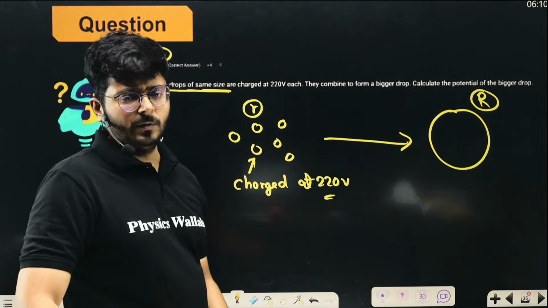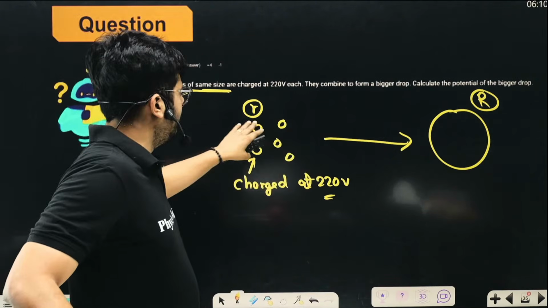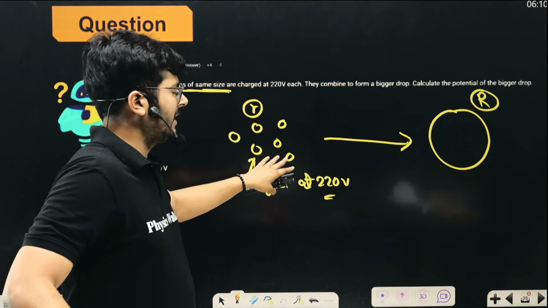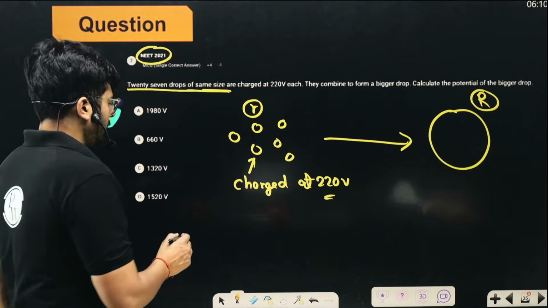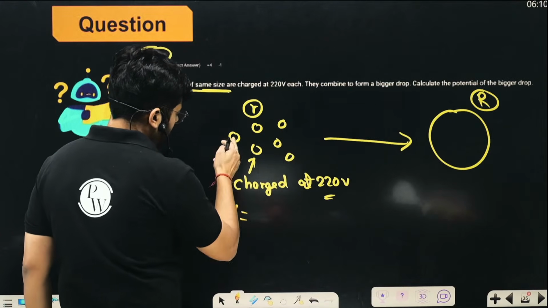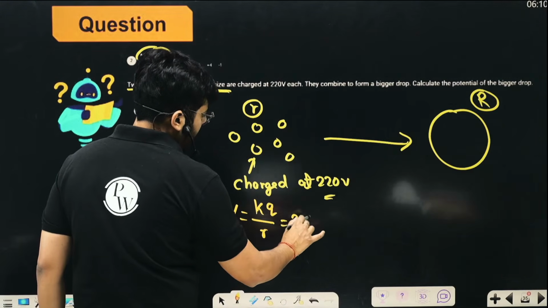Now you can talk about the potential. The potential of individual droplets is 220 volts. Every one of these has a potential of 220 volts. Now think about it. V is equal to the potential of these small ones, kq by small r, and that is 220 volt, right?